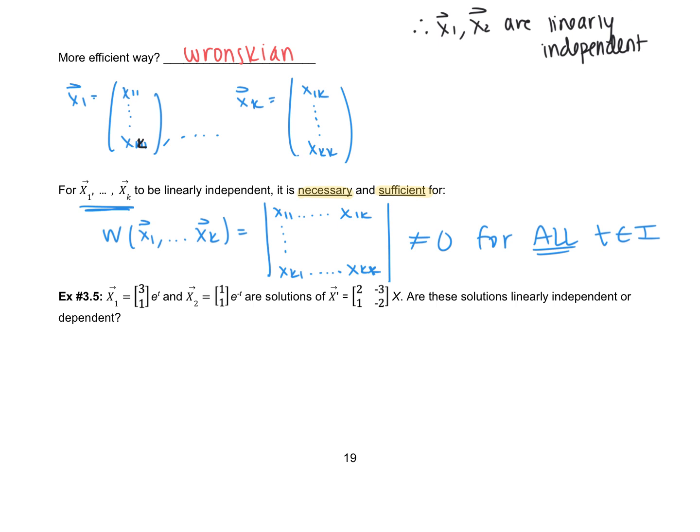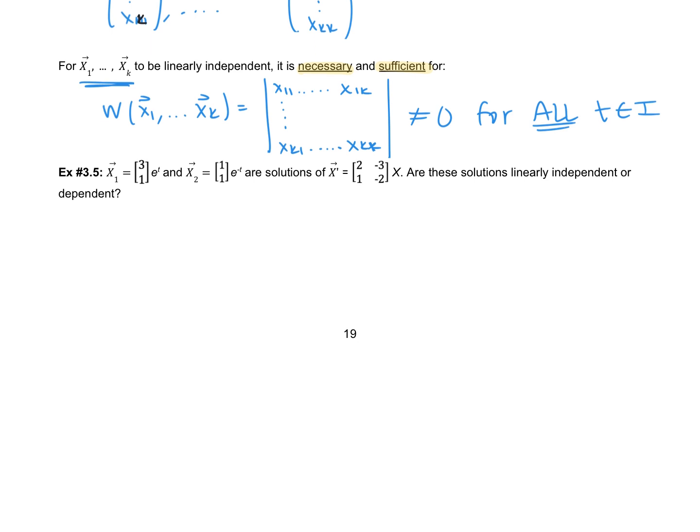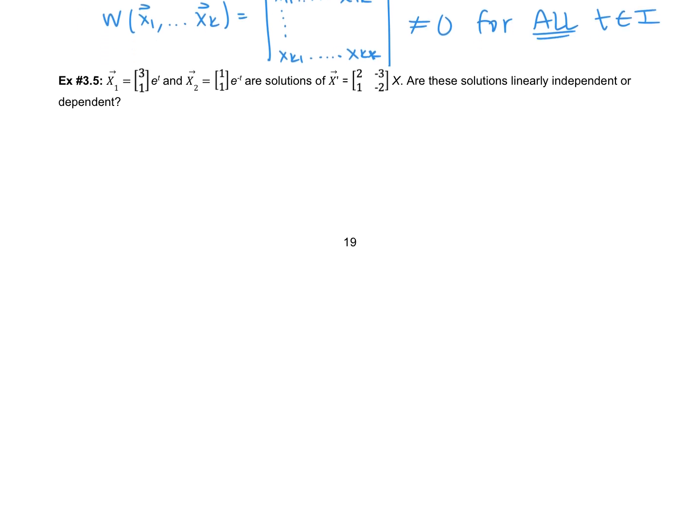That's a big difference: for all t that are in the interval. When we've done this before, there just had to exist some t. Well, now it's not some t, but all t in the interval. So let's take a look at that same example that we already did. We already know that x1 and x2 are linearly independent. Now, here is how we would show that using the Wronskian.